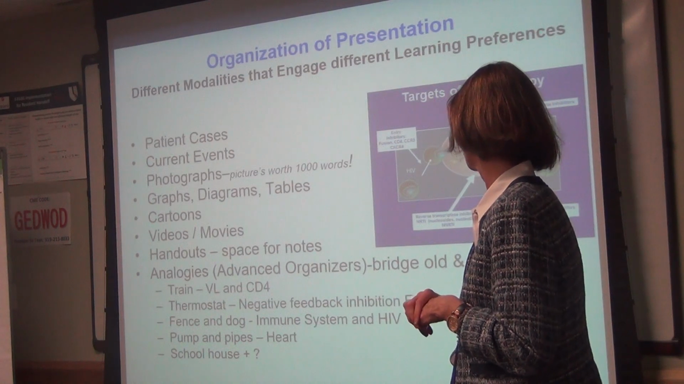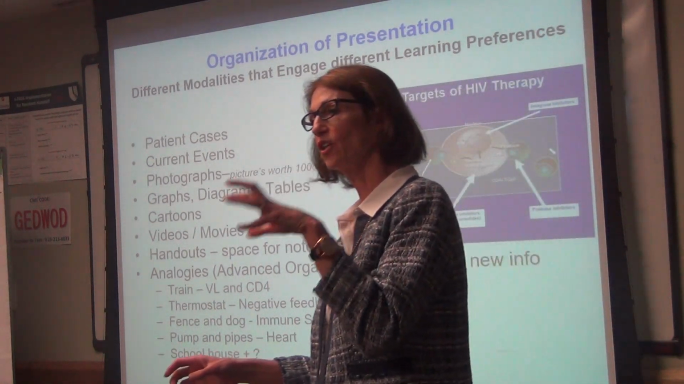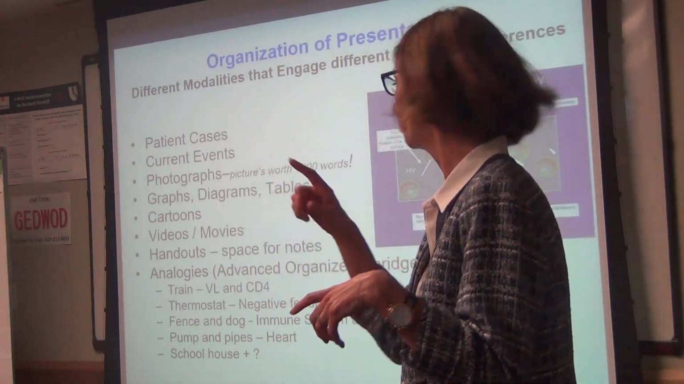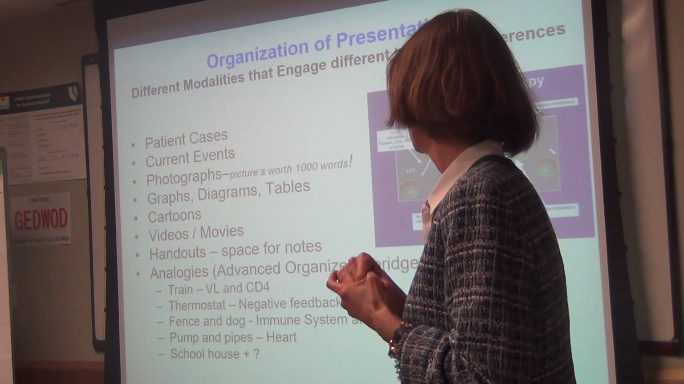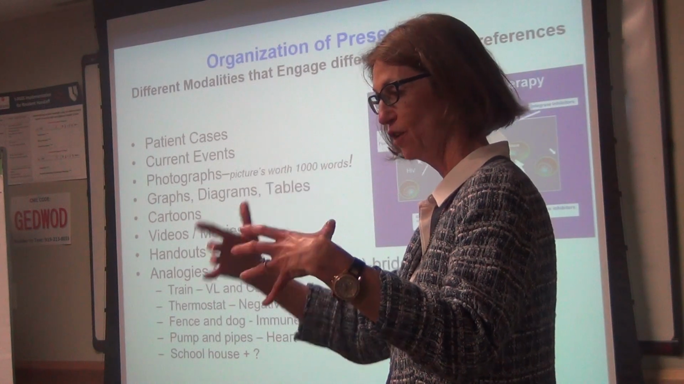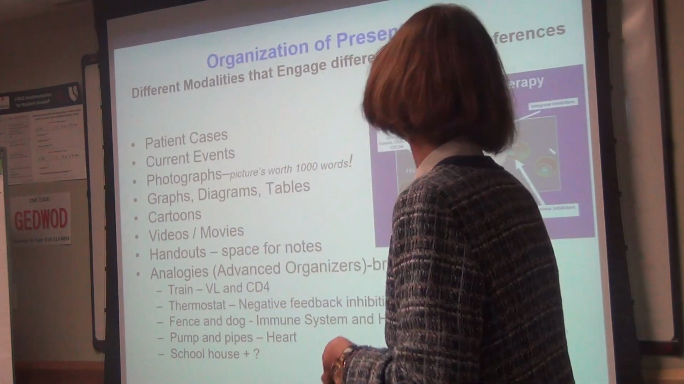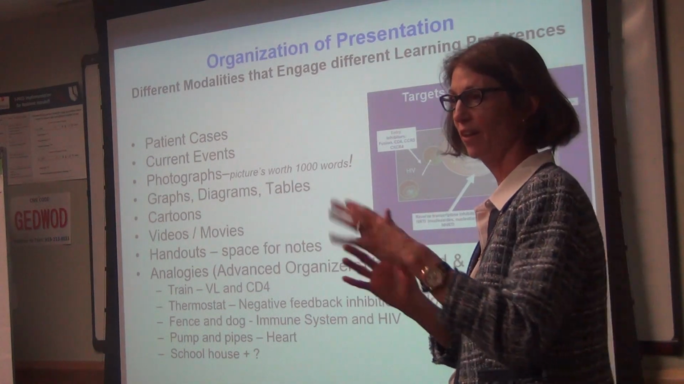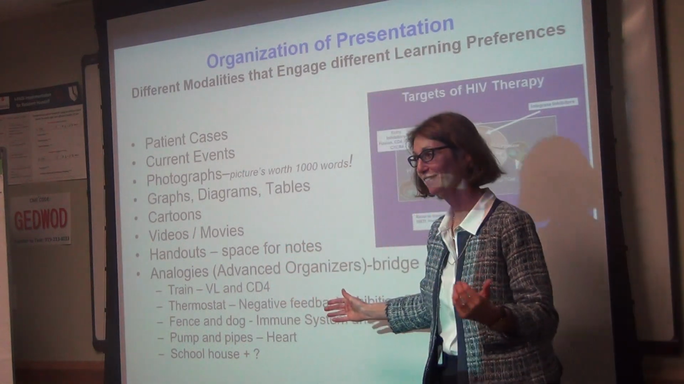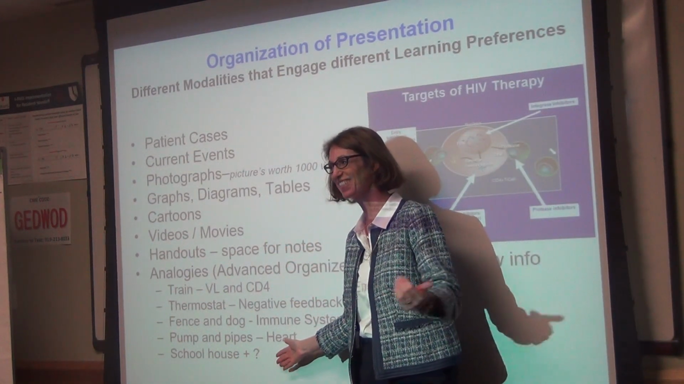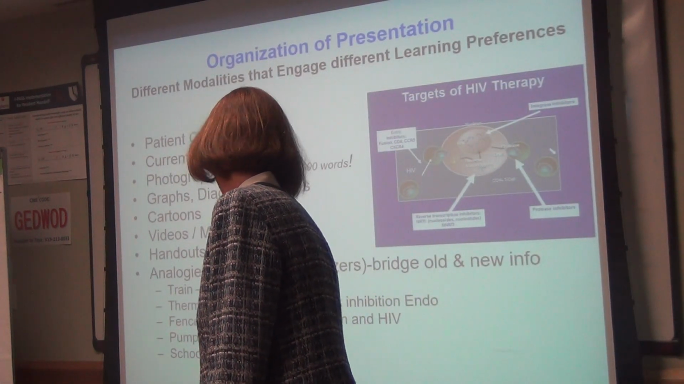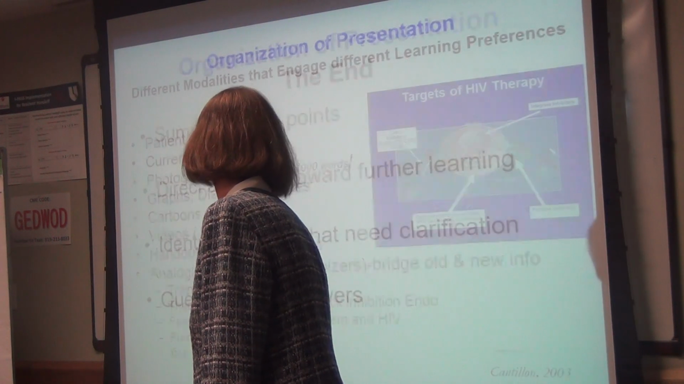Advanced organizers or analogies to bridge something your adult learner has experienced before with something they're learning new. So the thermostat for negative feedback inhibition in endo, or the fence that's the immune system protecting the house, which is the body, from the dog, which is HIV. Or pumps and pipes and all. I'm sure you cardiologists have way more ideas of ways to think about it. And the schoolhouse, what does that represent? For those who trained here, the thymus. For those who trained with Louis Marker, the thymus is the schoolhouse.